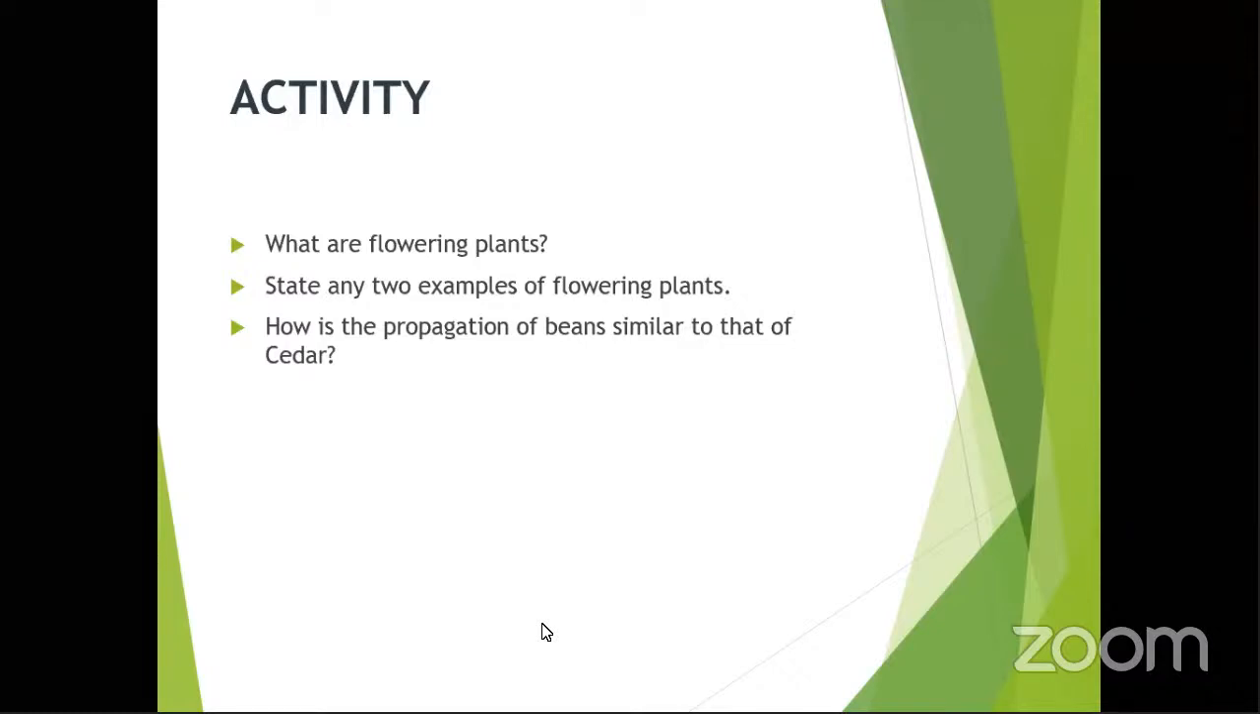Okay. So let's move on. The answer is correct. Both are propagated by means of seeds. You can actually say both beans and the cedar are propagated using seeds. That is a complete answer. Both beans and cedar are propagated using seeds. As simple as that. So let's move on.